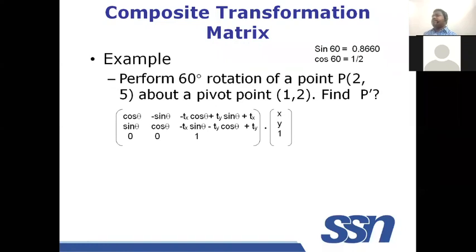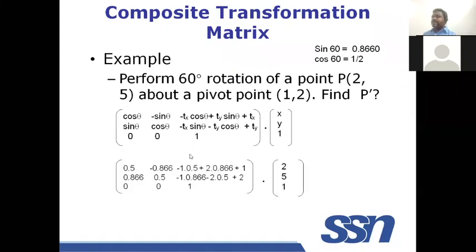Now, this expression we have derived in the previous slide. You substitute the respective values. So cos 60 value is given, sin 60 is 0.5, and this will be the x and y value, means the initial position of the point 2, 5. It is written over here. Okay, tx, ty is how much distance is translated in the x direction and y direction. Here tx is equal to 1, ty is equal to 2. Substitute all the values, you will be getting the result.